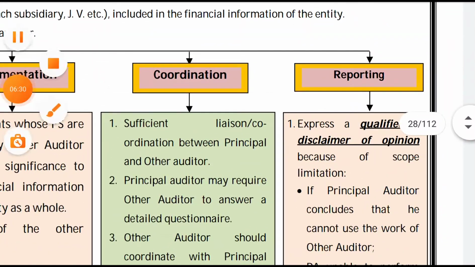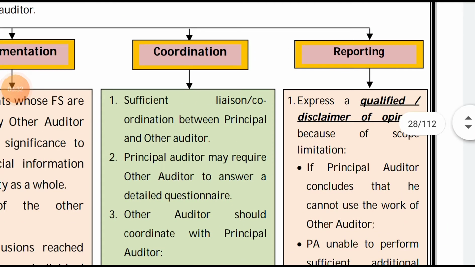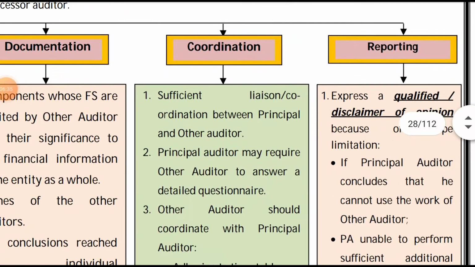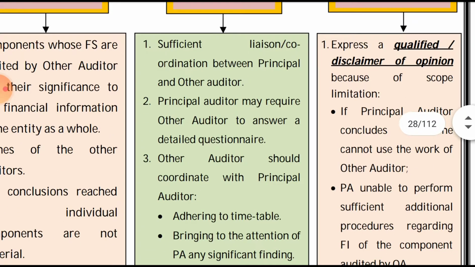Okay, now we'll see the coordination part. This coordination part is much simpler. There should be sufficient liaising or coordination between the principal auditor and the other auditor. It is the basic, core thing here. Sometimes the principal auditor may require the other auditor to answer a detailed questionnaire.